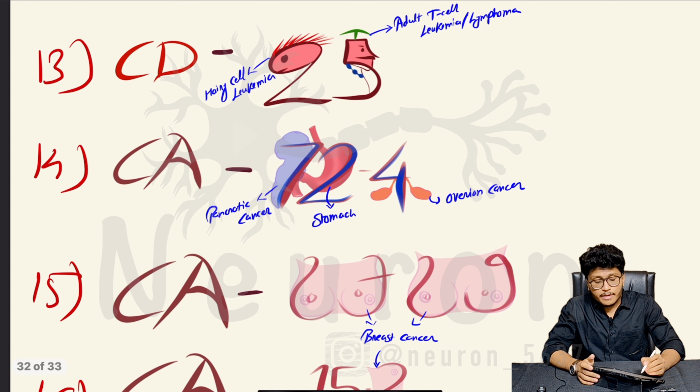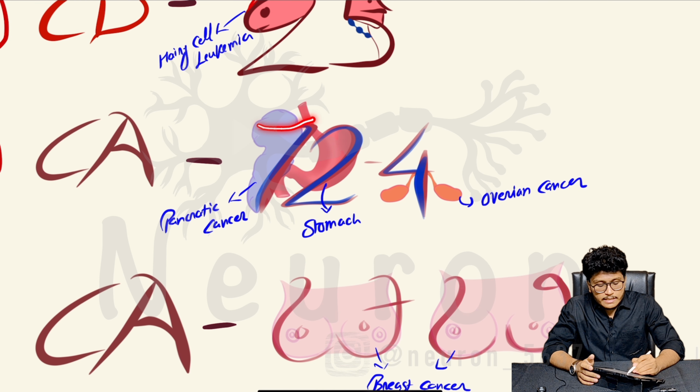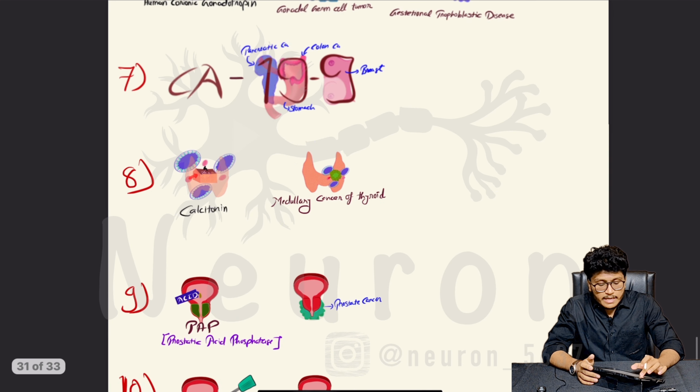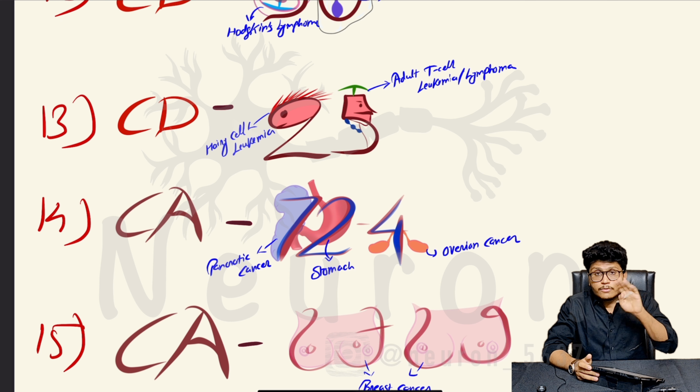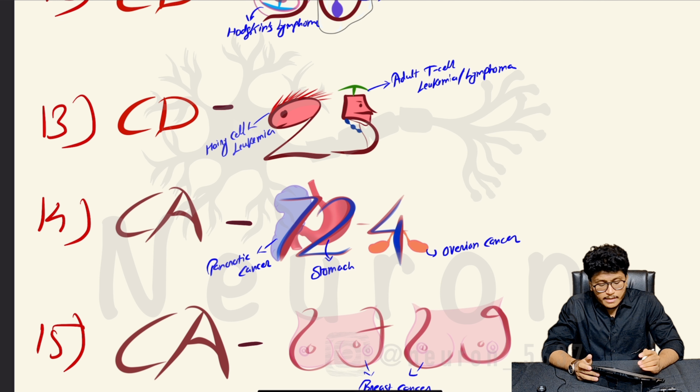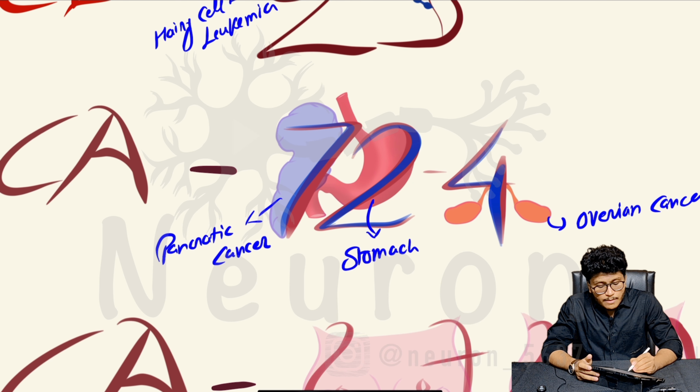The next tumor marker will be CA72-4. So as you can see, this is a 7. The pancreas shape is also like a 7. Above the pancreas is a shape like 1. So please revise this video at least 2 or 3 times and then you will remember all the tumor markers.